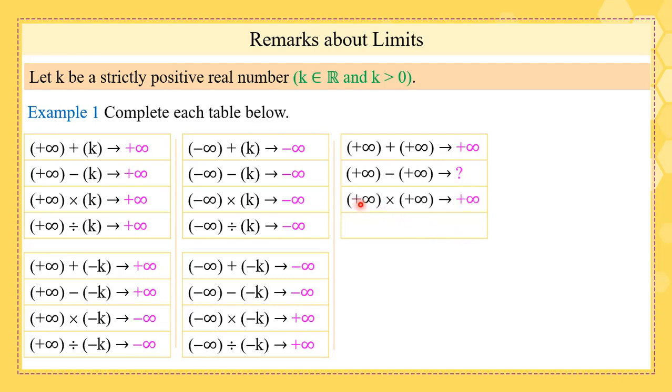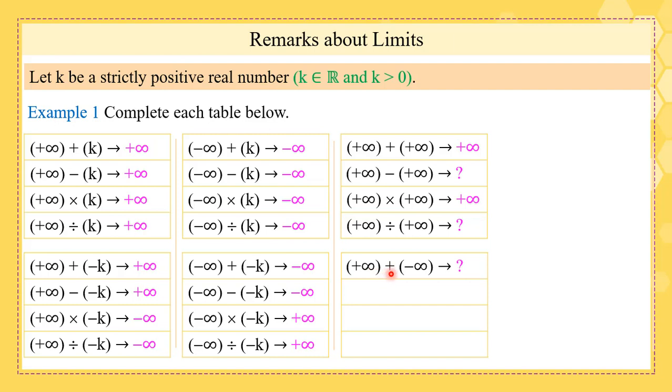Now what is positive infinity times positive infinity? This is positive infinity because positive times positive is positive, and positive infinity divided by positive infinity is also an indeterminate form that we cannot tell its answer now. Now what is positive infinity plus negative infinity? This is also an indeterminate form, and this is in fact the same as plus infinity minus infinity. And in this case we have positive infinity minus negative infinity, which is positive infinity plus positive infinity, and this is positive infinity.